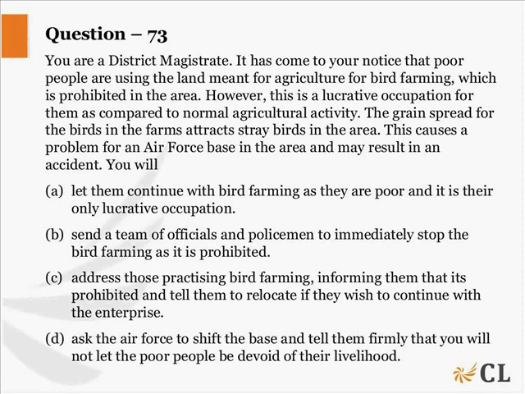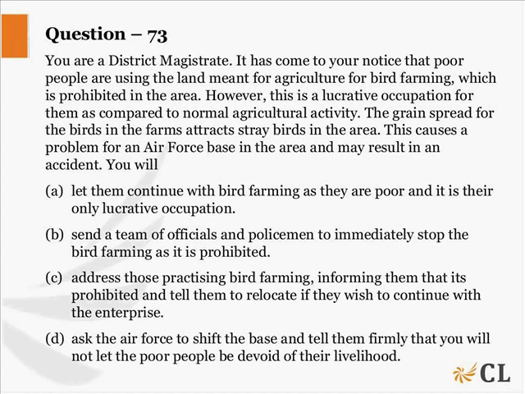Keeping in mind that your duty will come first, emotions are not to be taken care of. Also remembering that out of the four options, there might be none that is correct, none of those options which would be suitable. But still you'll find an option which is most suitable amongst them. Okay. So if I look at 73rd, it says you are a district magistrate. It has come to your notice that poor people are using the land meant for agriculture for bird farming, which is prohibited in the area.